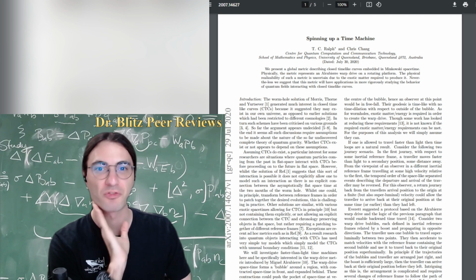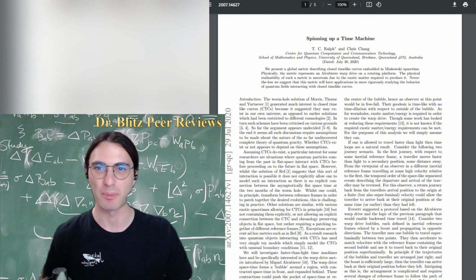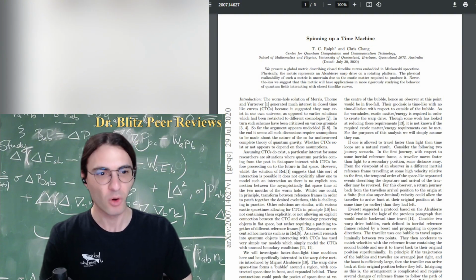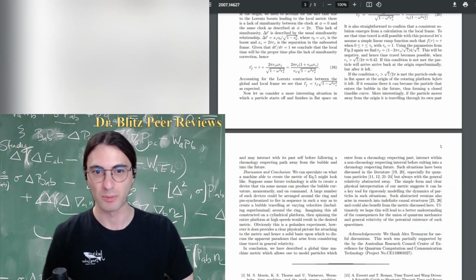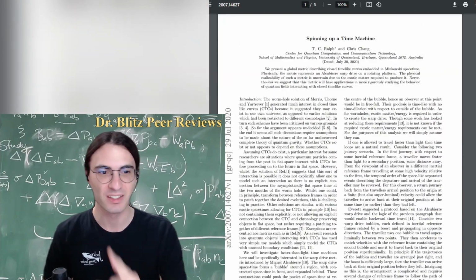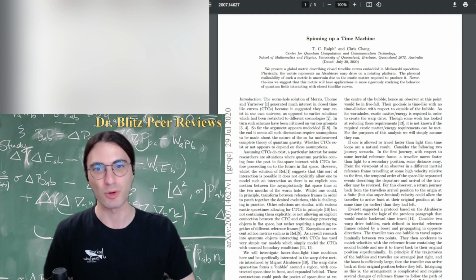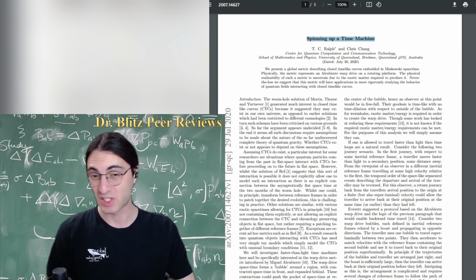This paper is only... Actually... Let's read this paper first, because this paper might be more interesting, or at least it'll give us some background, and then we can read the other paper at a later date. So let's read this paper first. It's only 5 pages long, has some great diagrams, it looks like. Let's read this paper. So instead, we're going to be reading this paper by T.C. Ralph and Chris Chang, Spinning Up a Time Machine.